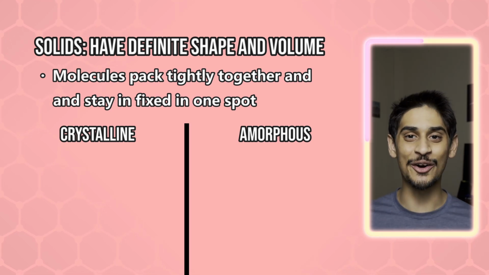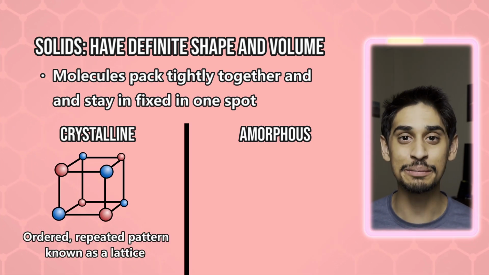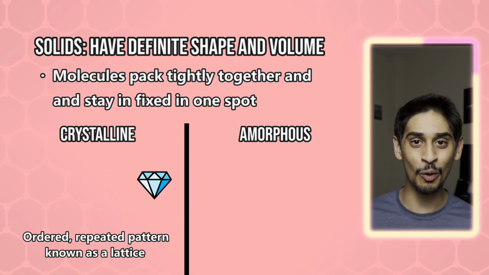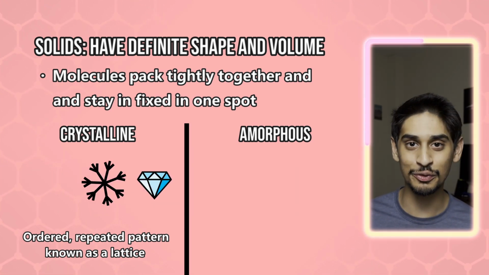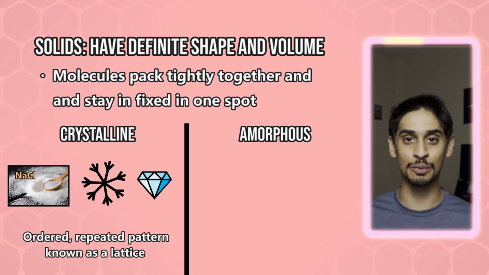In crystalline solids, molecules have an organized structure with a repeated pattern known as a lattice. Examples would be diamonds and quartz, and even things like snowflakes and table salt, because all of the molecules are in this nice repeated pattern.